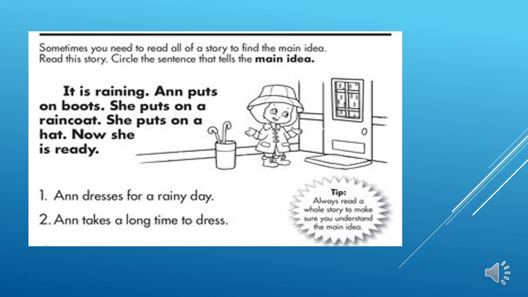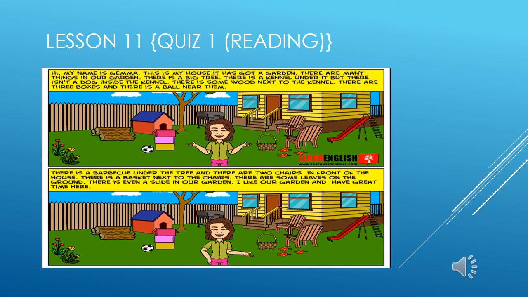And we got to know about this main idea by reading the whole story. So never rely on the first statement. You have to read the whole story to identify the main idea. I hope you all have understood the concept of the main idea.